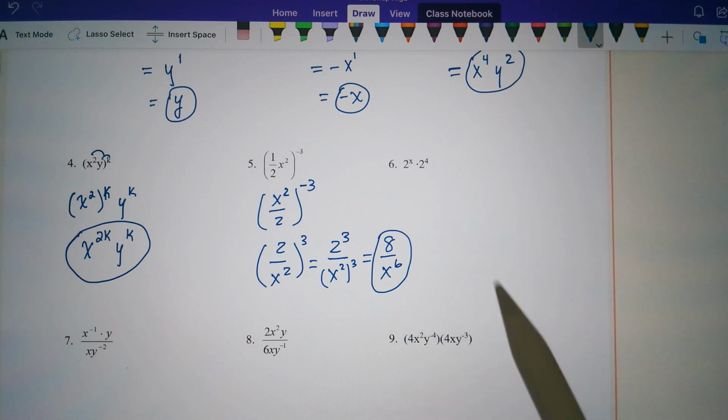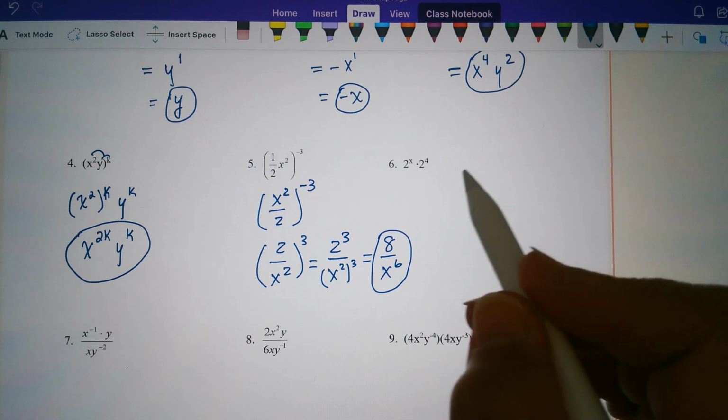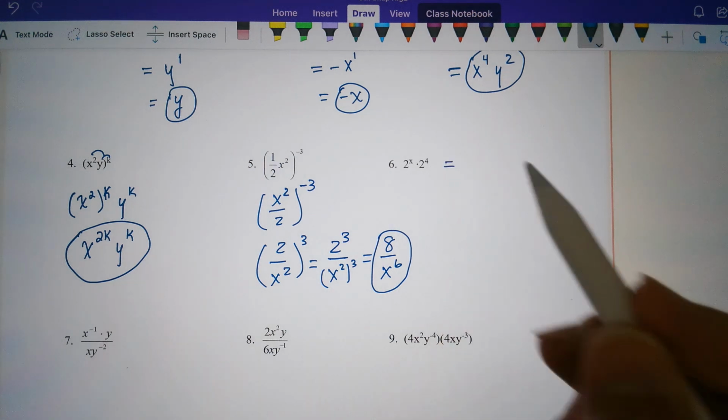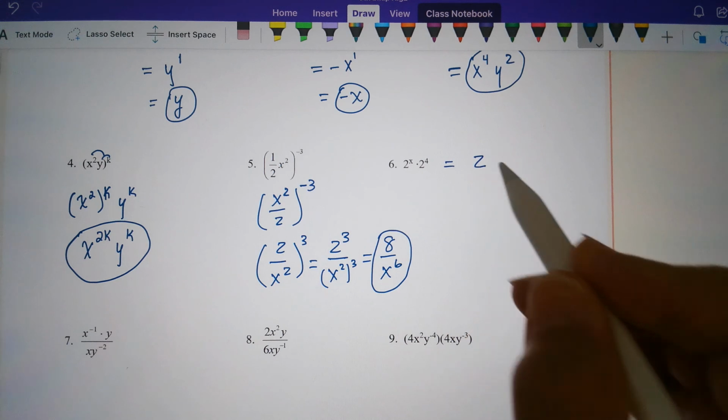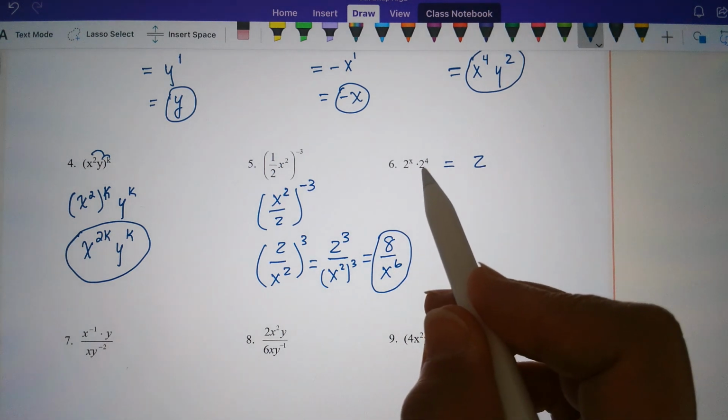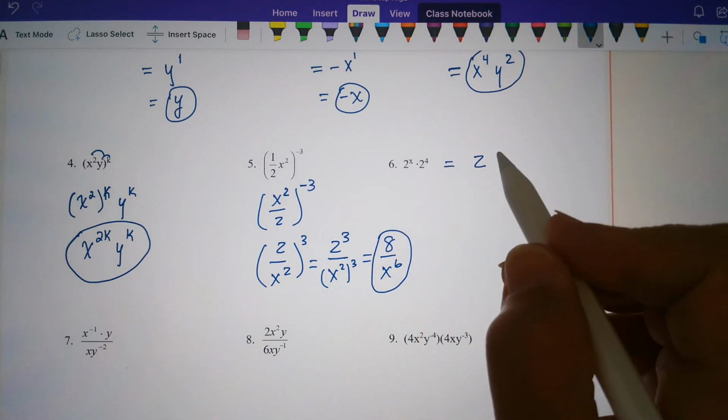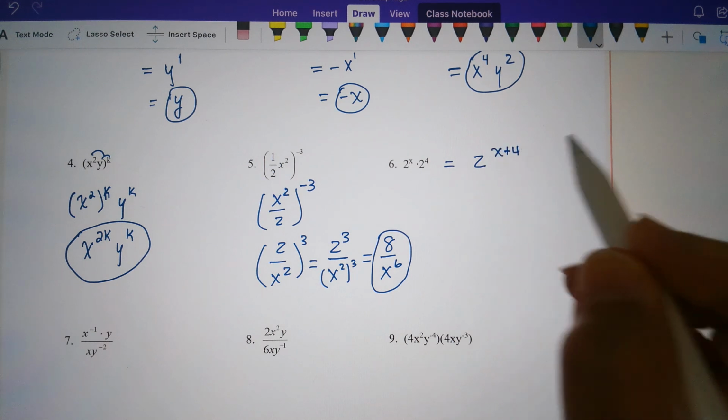Number 6, we have 2 to the x times 2 to the 4th. Same variable here. When we're multiplying, what do we do? We add the exponents. So this is 2 to the x plus 4.